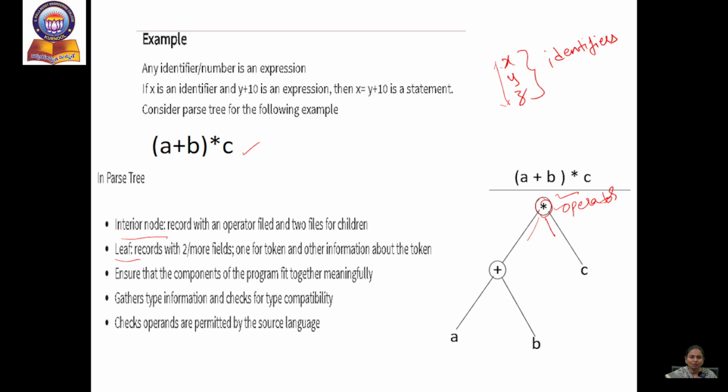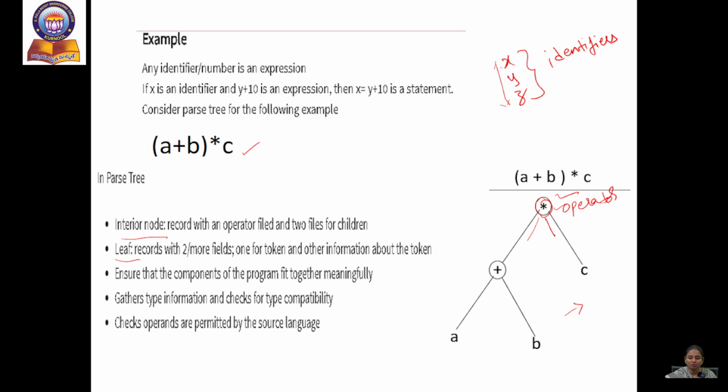So it gathers the information and checks for compatibility, whether it can be executed or not. By using this parse tree we can check whether the computation is possible or not. So like this, for every statement or group of tokens received from the lexical analyzer, the parse tree is going to be constructed.